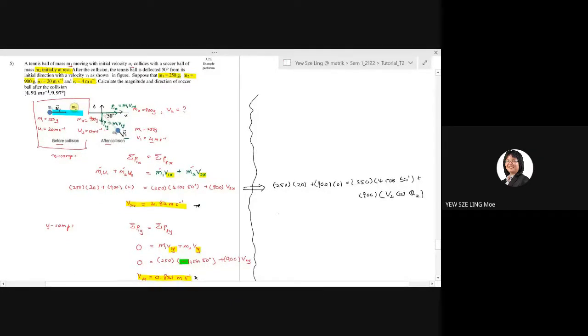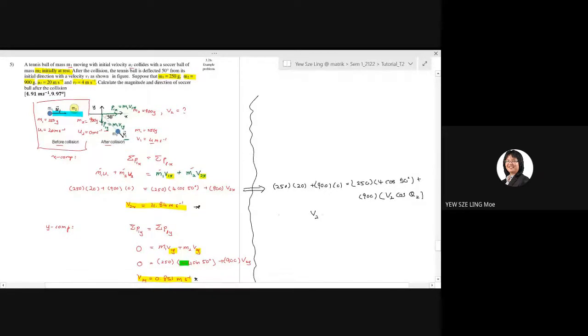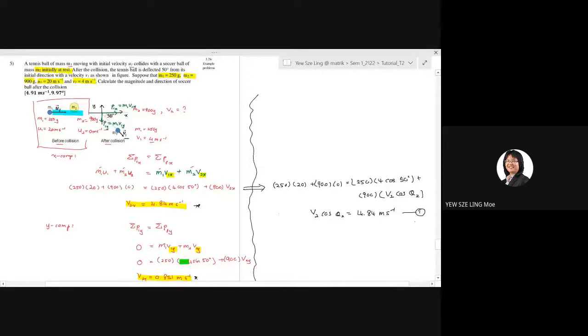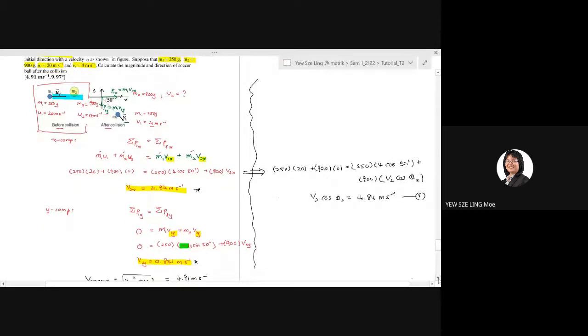Can you leave it like this? Yes, you can. Then if you rearrange the equations, what are you going to get? You're going to get V2 cos theta 2 equals to 4.84 meter per second. So this would be our first equation.